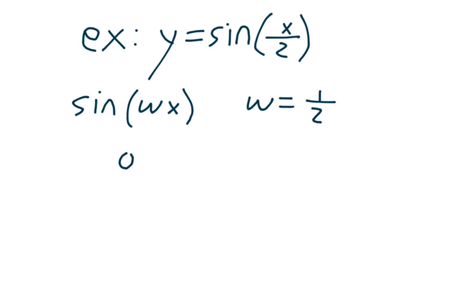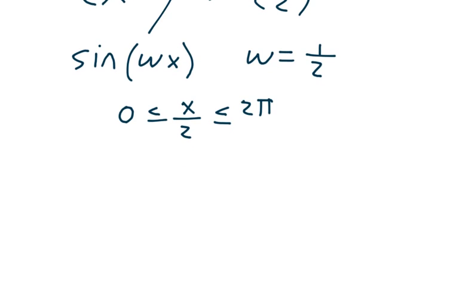So as before, we have 0 less than or equal to x over 2, right? That's our omega times x. This is less than or equal to 2 pi, right? So we want to get x in the middle. Okay, so how do we do that? Well, you could divide by omega. That's what I did in the previous video. But really, you can also get x here by multiplying everything by 2. Okay, so let's do that, which really amounts to the same thing.